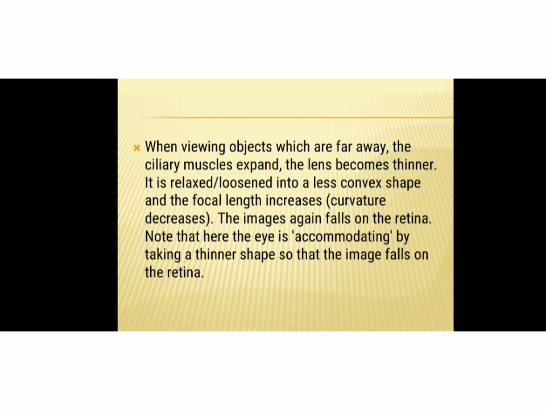When viewing objects which are far away, the ciliary muscles expand, the lens becomes thinner, and it is relaxed or loosened into a less convex shape, and the focal length increases. So when the eye focuses on a faraway object, its focal length increases, and when the eye focuses on a nearby object, its focal length decreases. Okay. The image again falls on the retina. So here also the eye is accommodating by taking a thinner shape so that the image falls on the retina.